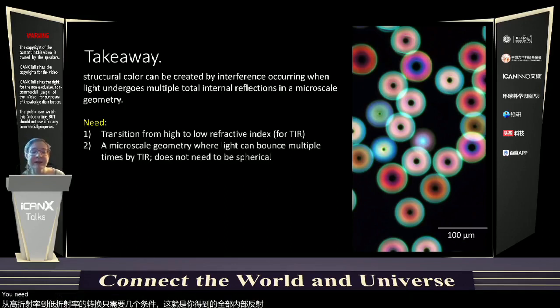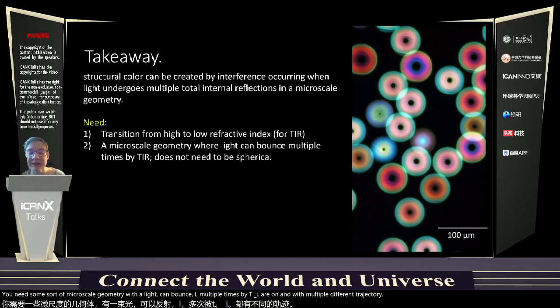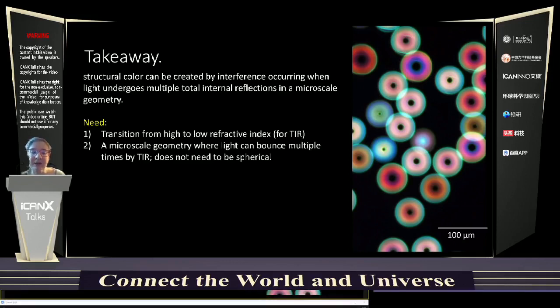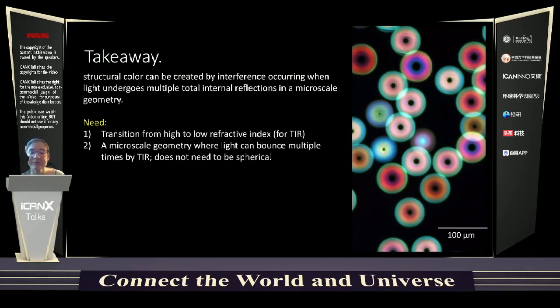You need some sort of microscale geometry where the light can bounce multiple times by TIR and with multiple different trajectories. The surface does not need to be spherical. I know that I've primarily shown you spherical surfaces, but you can think about using asymmetric surfaces or polygon surfaces. And as long as there are multiple trajectories for total internal reflection that can interfere, you will get this effect.